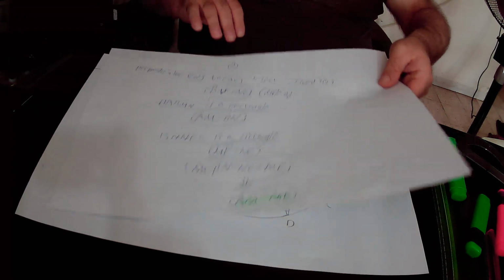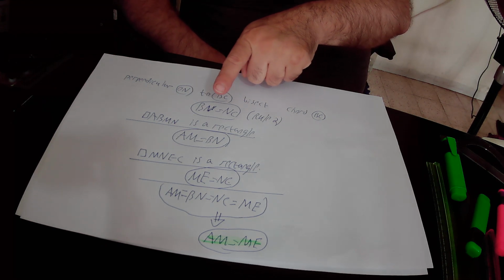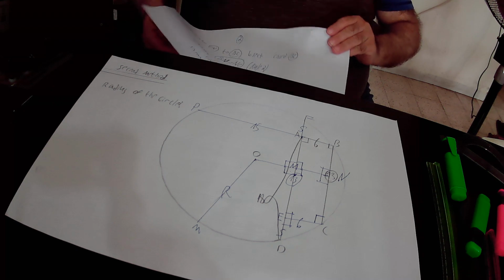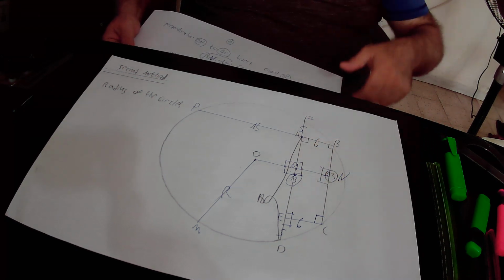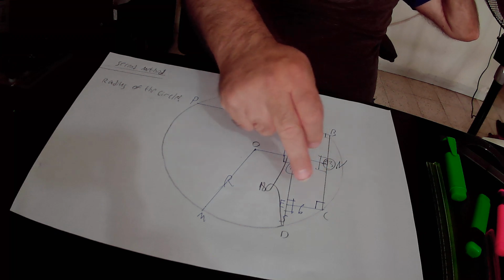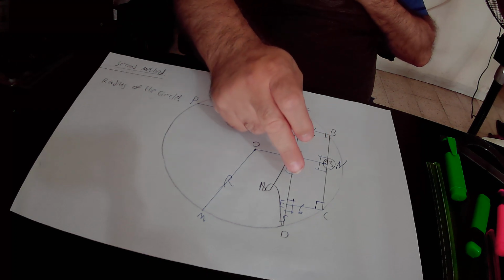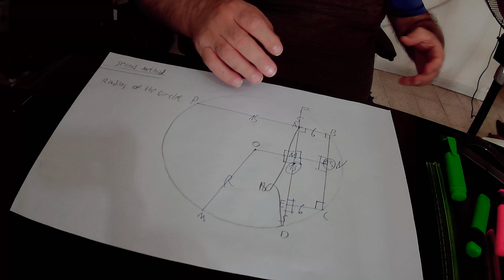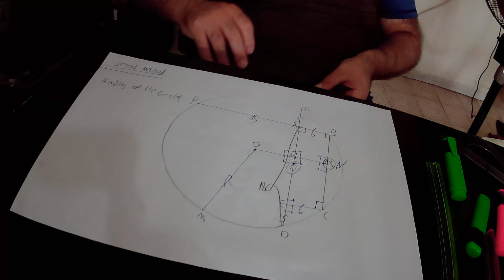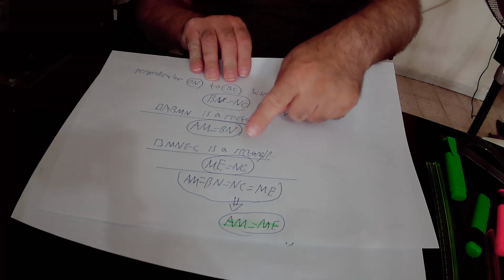So, quadrilateral ABMN is a rectangle, and in this rectangle AM equals BN. Then we focus on the lower quadrilateral MNEC. In MNEC, we have 1, 2, 3 right angles, therefore the fourth angle must also equal 90 degrees. Therefore, quadrilateral MNEC, which has 4 right angles, is a rectangle, and the opposite sides of a rectangle are equal to each other. That is to say, ME equals NC. Repeat again: quadrilateral MNEC is a rectangle, and in the rectangle MNEC, ME equals NC.